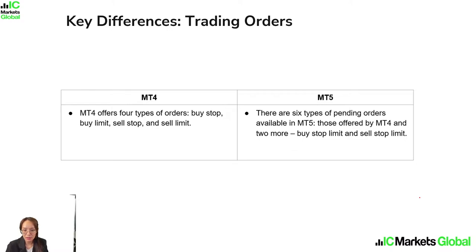Okay, trading order. MT4 offers four types of order: buy stop, buy limit, sell stop, and sell limit, right? MT5 has six types of pending order, okay? Which offers two more, which is buy stop limit and sell stop limit, okay?